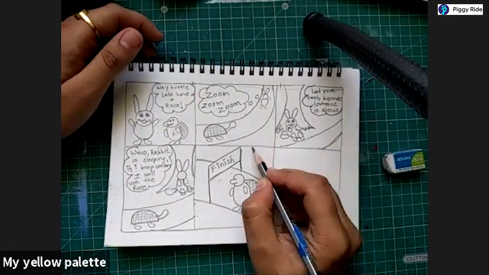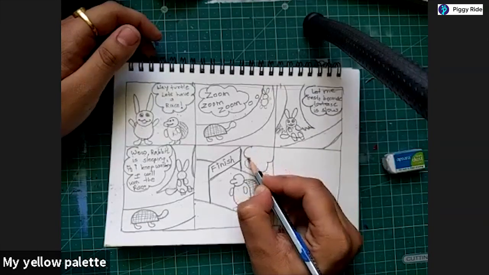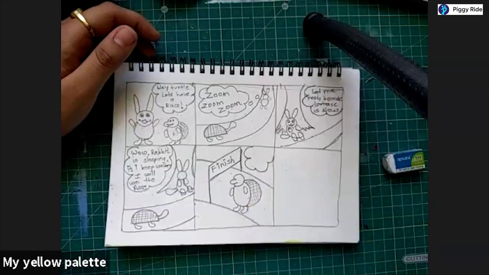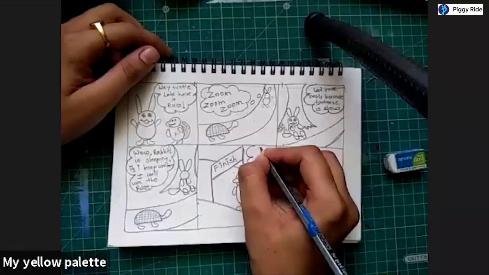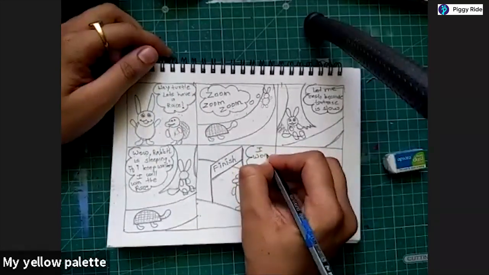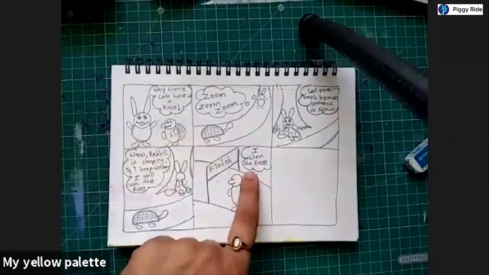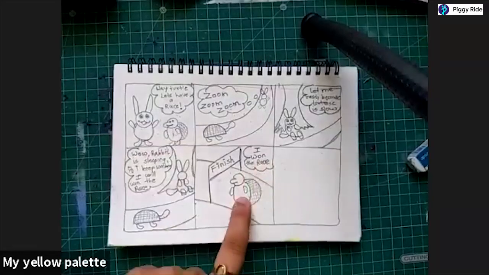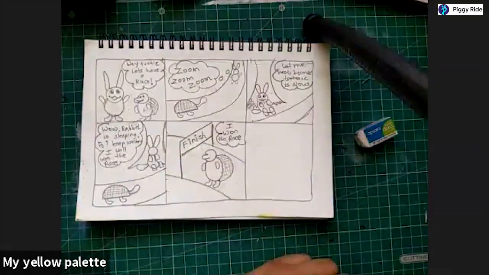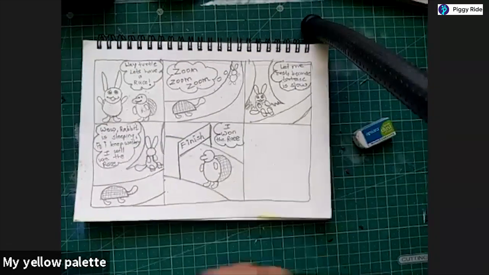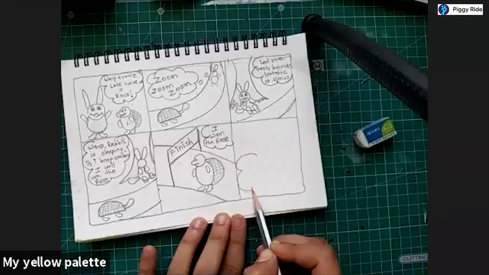And now he is thinking. So we will again draw a small cloud over here. And in the fifth box, what will we write? I won the race. Okay, so in the fifth box, I have written I won the race because the turtle has reached the finish line. Easy. Okay, so now the last box will have the moral of the story.